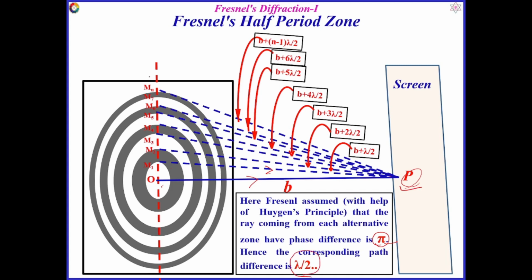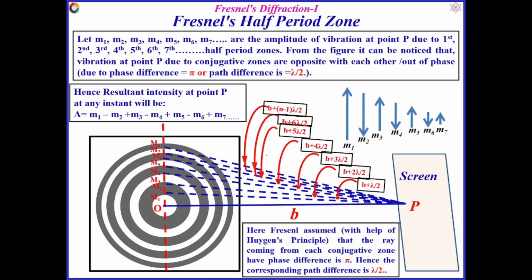We have already discussed this, because phase difference equals 2 pi by lambda into path difference. So if the phase difference is pi, then the path difference will be lambda by 2. That also we discussed in our last class. And here you can see that the light coming from the first half period zone and falling at point P, and the light coming from the second half period zone and falling at point P, both have a phase difference of pi.